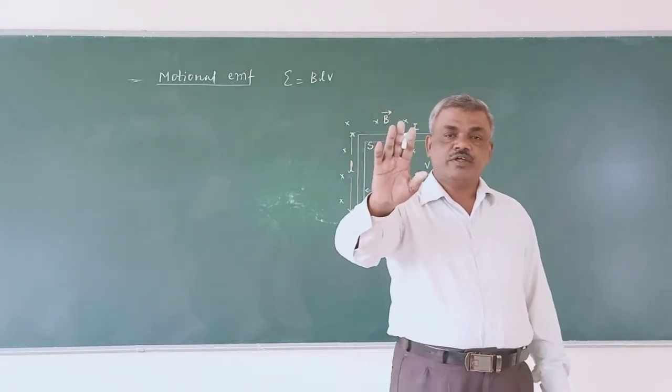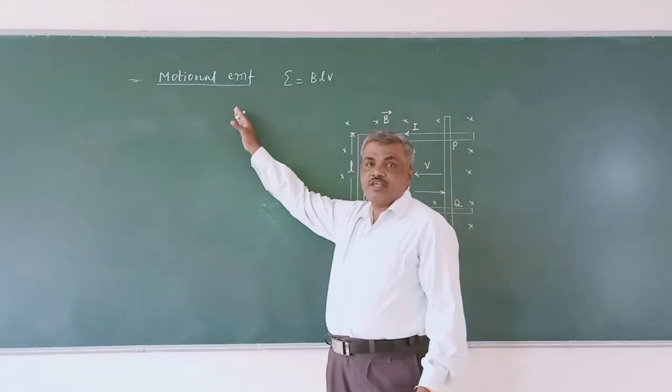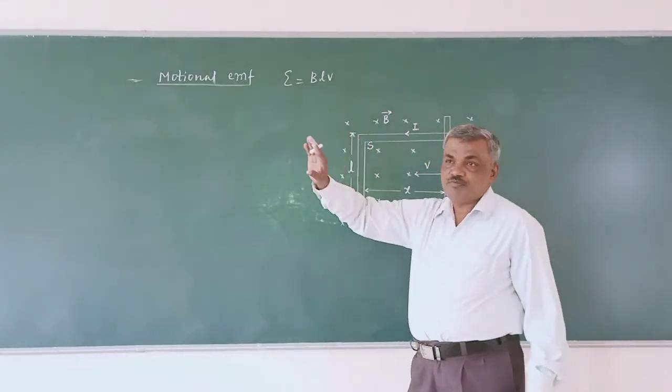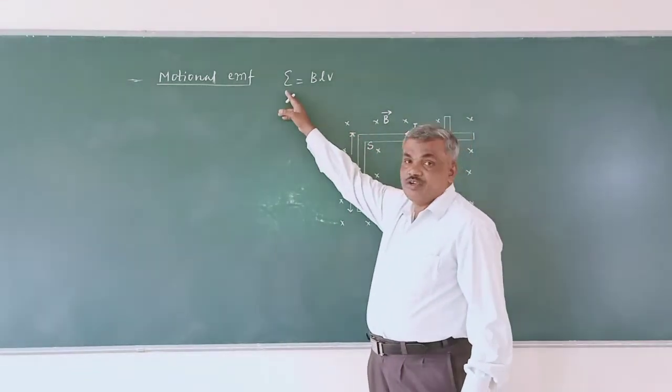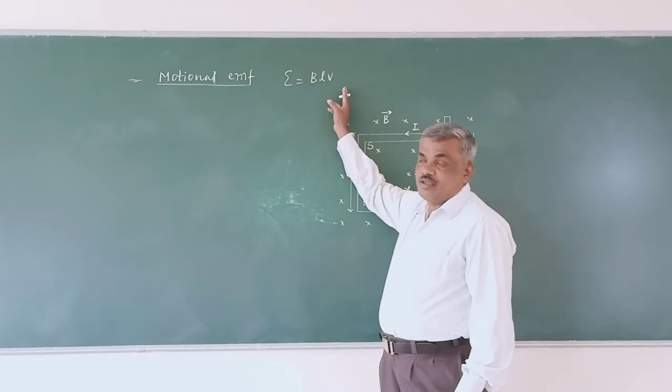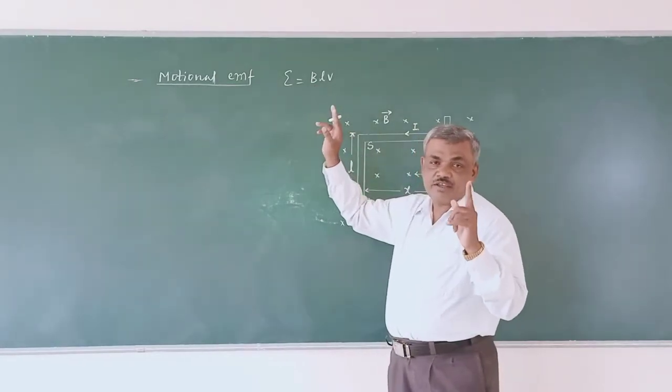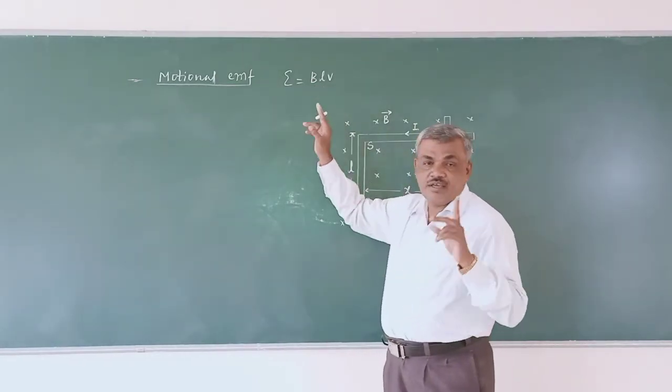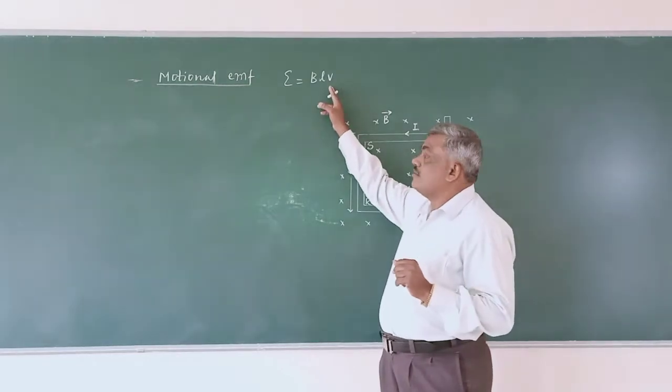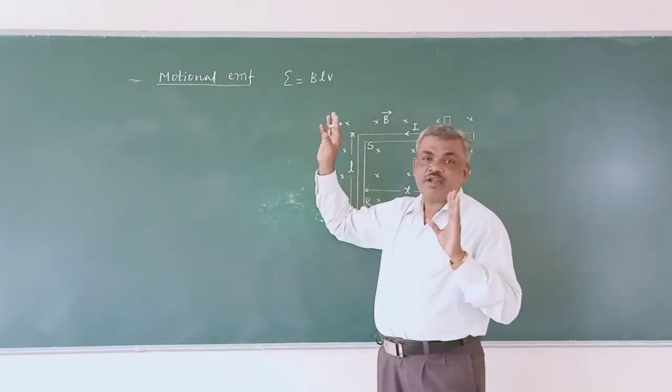Students, today's class is motional EMF. The expression for motional EMF is E equal to BLv. B is the magnetic field, L is the length of the conductor, and v is the velocity of the conductor.